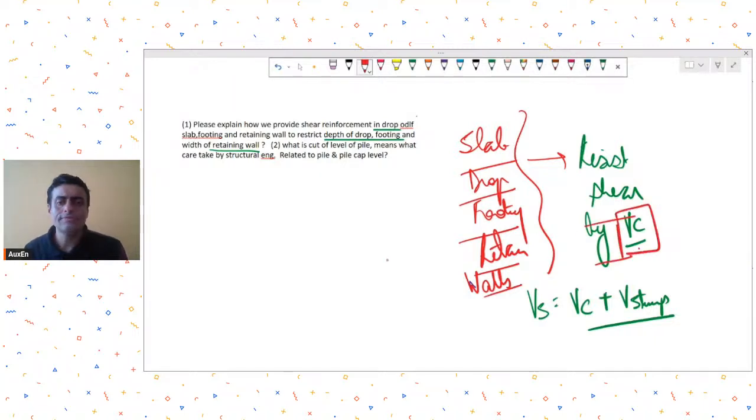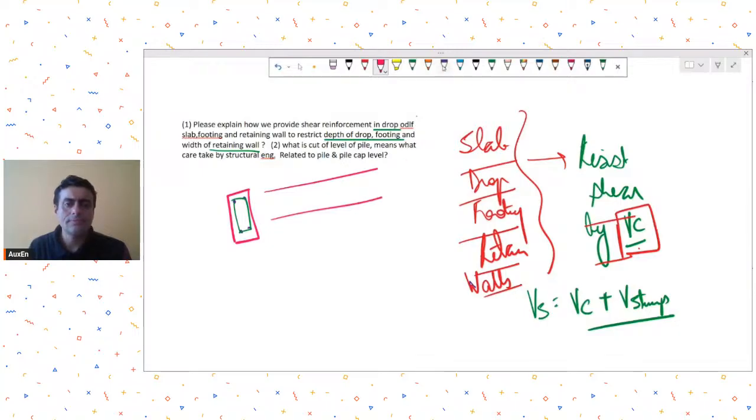Why do we do it this way? Can anyone tell me? My question is that why in beams I am happy to provide stirrups and longitudinal reinforcement, while in slabs I don't want to provide stirrups. What's the reason behind it? Tell me. Why am I unhappy with providing stirrups in slabs? And why do I want to take the entire shear by concrete alone?